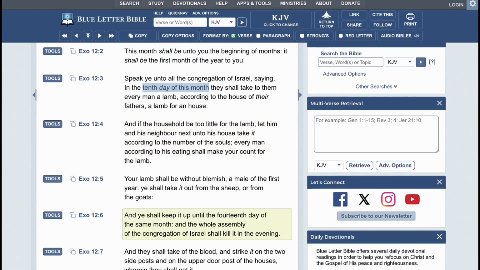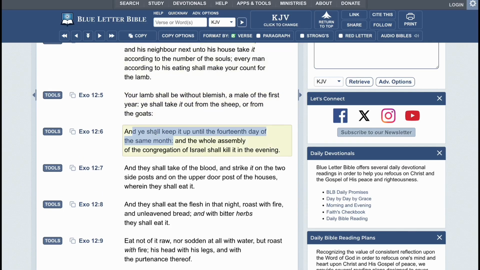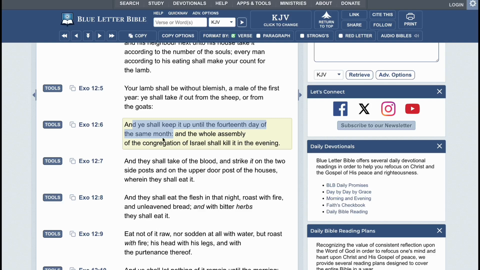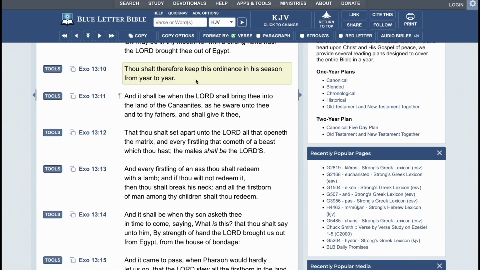And then you read in verse 6 of Exodus 12, "And ye shall keep it up until the 14th day of the same month." So they take the lamb on the 10th day of Nisan or Abib, and they keep it until the 14th day of the month, and the whole assembly of the congregation of Israel shall kill it in the evening. So here we see that Passover occurs the 14th day of the same month. And then here in Exodus 13:10 we read, "Thou shalt therefore keep this ordinance in his season from year to year." So God is letting us know that there's a very specific season of Passover.